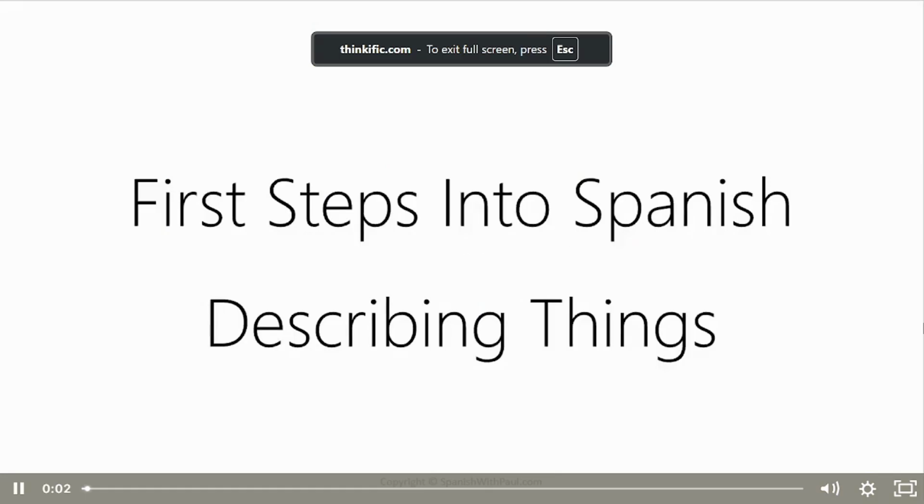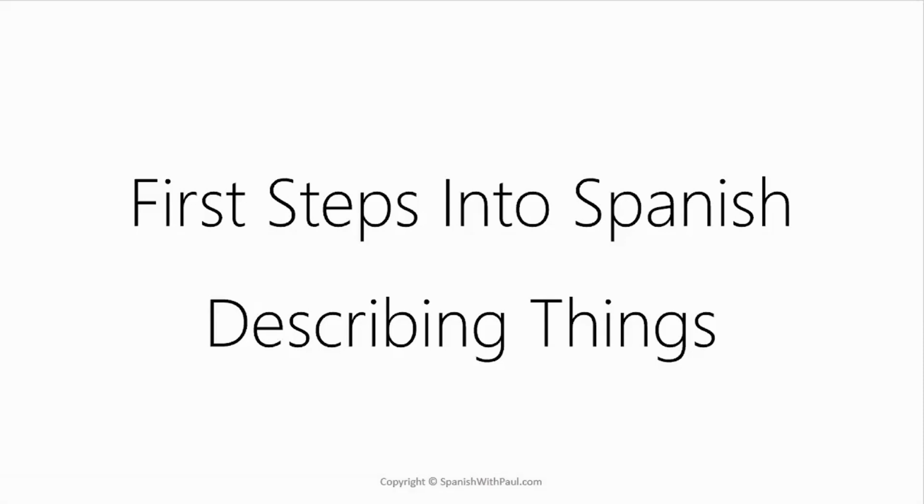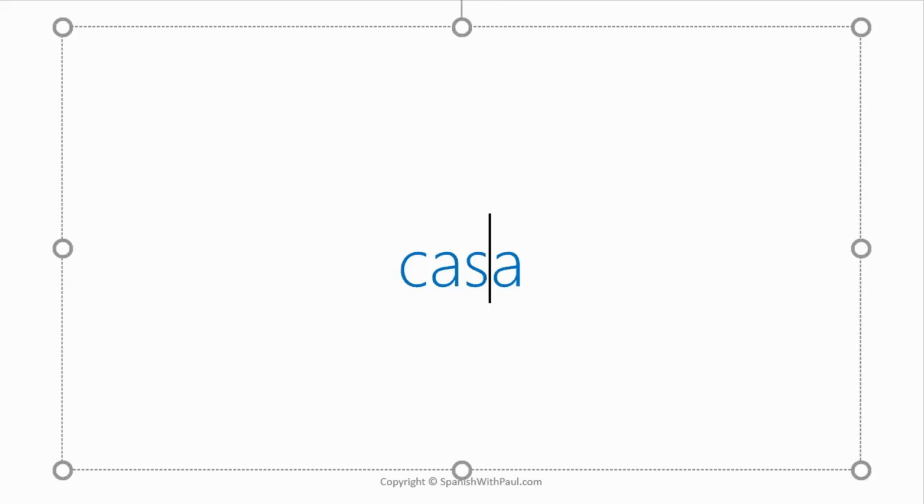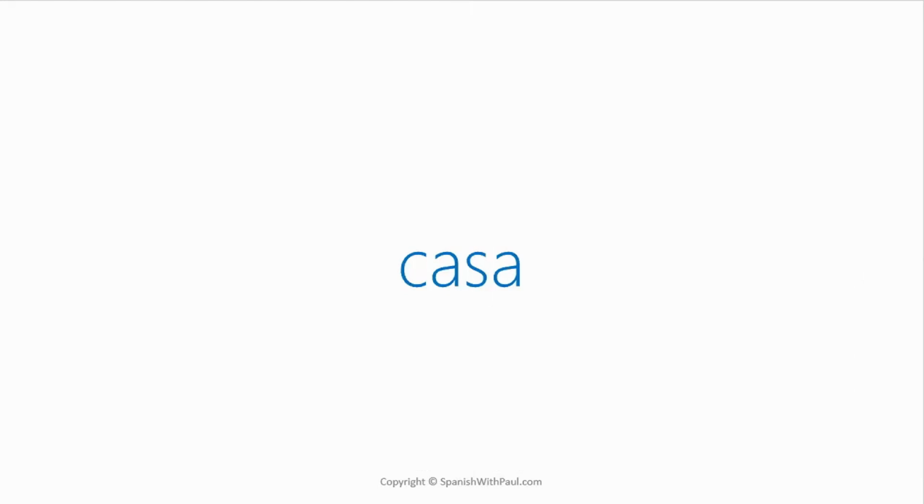Next up, I'd like to talk to you about describing things in Spanish, because it works a little differently than what we're used to in English. Let's take the word for house. Depending on where you are in the Spanish-speaking world, you'll hear this pronounced as either casa or casa. You see, the second pronunciation has a stronger S sound. This is very typical of what you'll hear in Spain, whereas in Latin America, where I am, the sound is more casa.